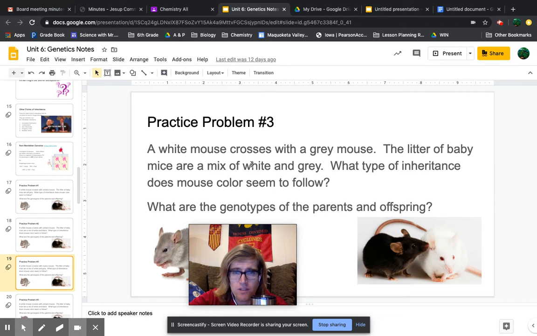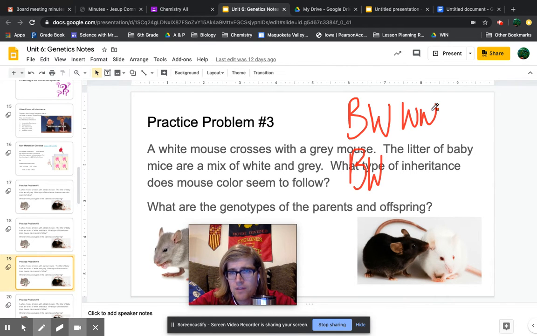So if some are white and some are gray, then more than likely half of them are going to be gray and half of them are going to be white. To get these genotypes, the white mouse has to be WW, and then in order for them to have gray and white, the other parent mouse's genotype is going to be BW.